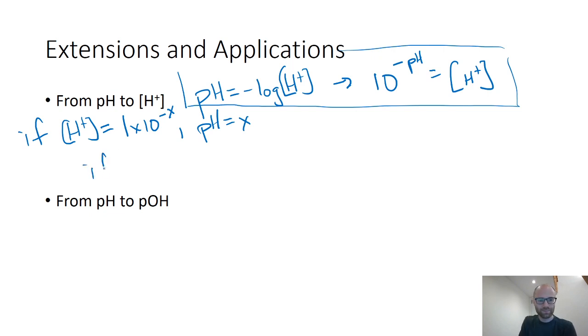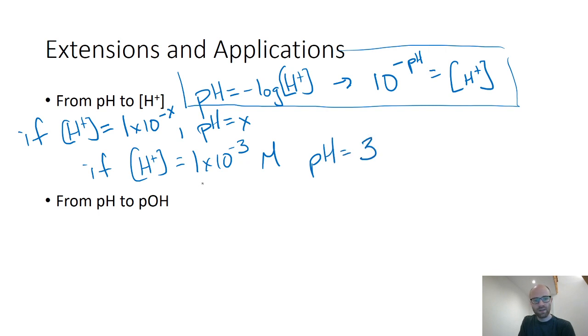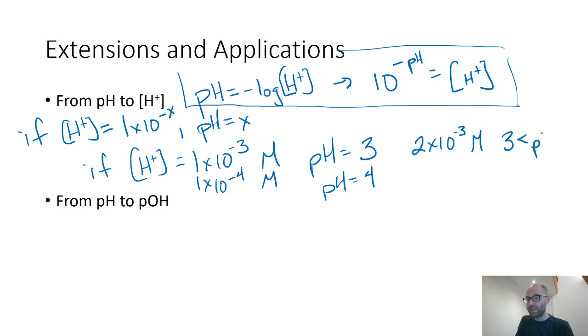So if H plus is equal to 1 times 10 to the negative third molar, pH equals 3. If it's 1 times 10 to the negative fourth molar, pH equals 4. If the H plus was 2 times 10 to the negative third molar, I would guess that the pH is in between 3 and 4, logically, based on what we can see, because the p-value is in between the two.